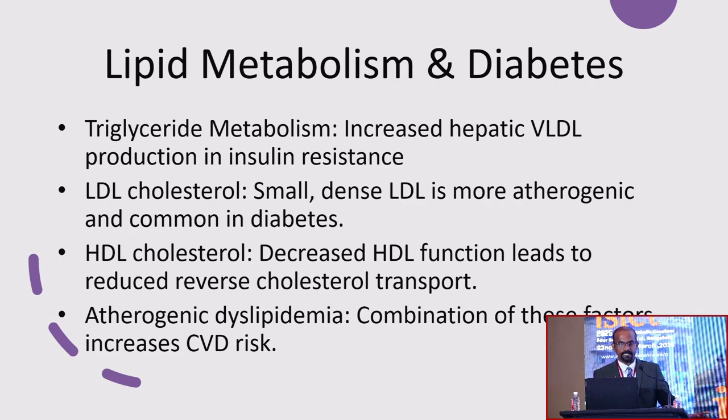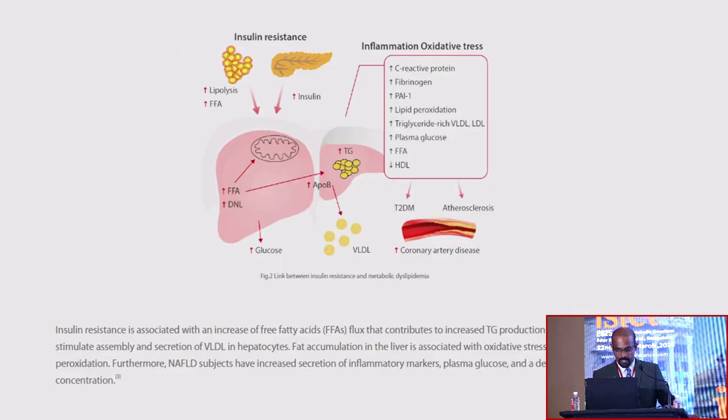So all these factors, high triglyceride, high LDL and low HDL, are considered as an atherogenic dyslipidemia, and all these factors will simultaneously contribute, as insulin resistance is already there. So there will be increased lipolysis, increased free fatty acids, and these factors will promote inflammation. And there will be oxidative stress in the form of increased CRP, increased fibrinogen, and increased lipid peroxidation.